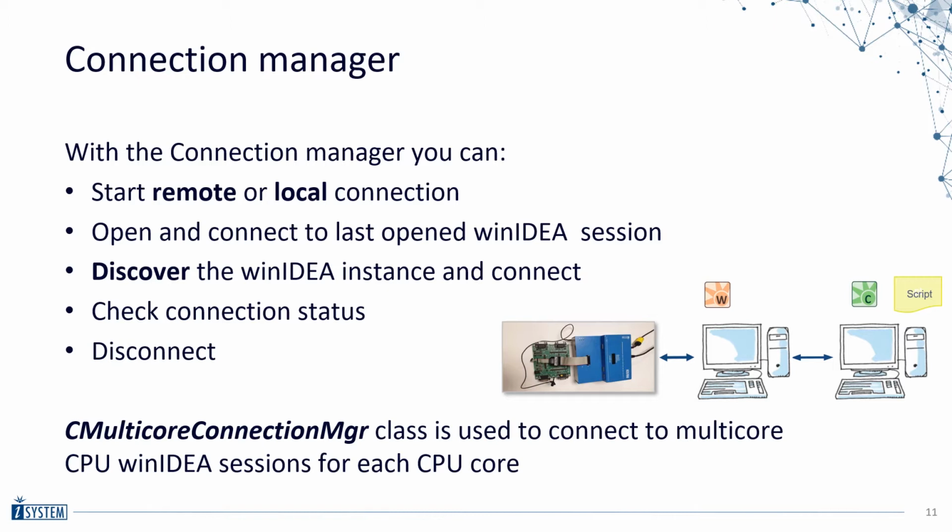Connection to a multi-core CPU that has many WinIDEA sessions, one per each CPU core, is handled with the multi-core connection manager class. I will demonstrate a remote connection example. I will execute a Python script on a remote CPU that will connect to the WinIDEA session on the local PC. The remote script will then control the blue box connected to the local CPU. It is important that the version of isystem.connect always matches exactly the WinIDEA version used for the automation.